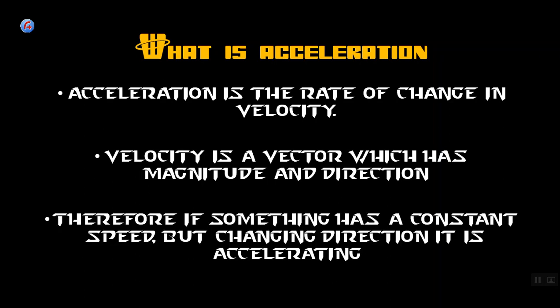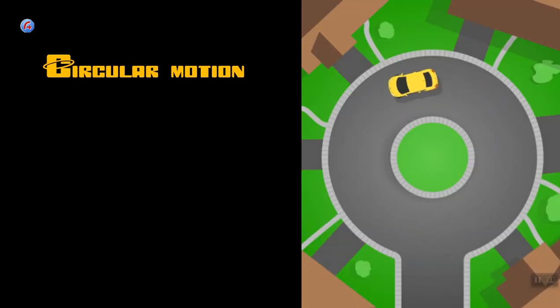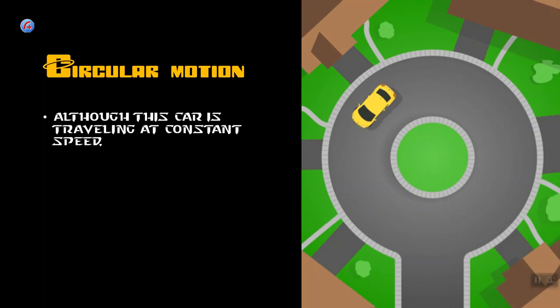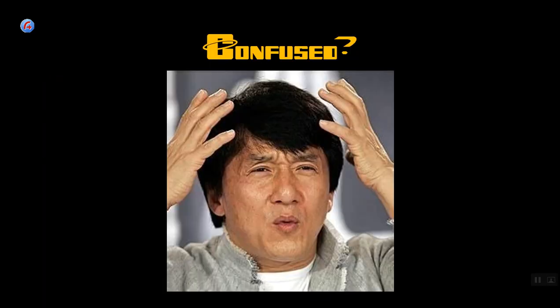So therefore, if something has a constant speed, but its direction is changing, it is still accelerating because its velocity still changes. Now if we look at this again, we see that there is a constant speed, but a change in direction, therefore a changing velocity, and an acceleration. Although this car is traveling at a constant speed, it's still accelerating.